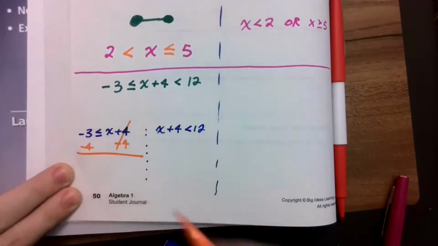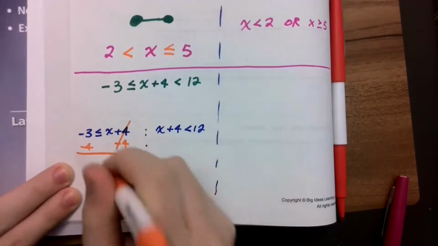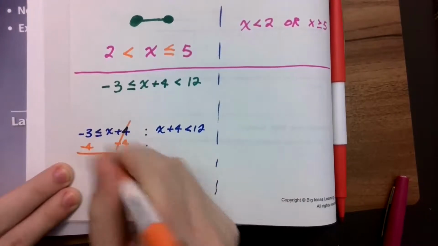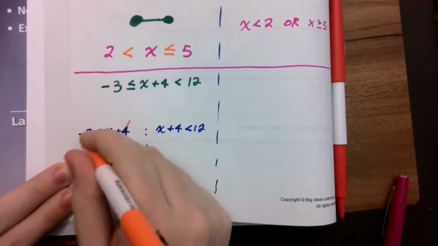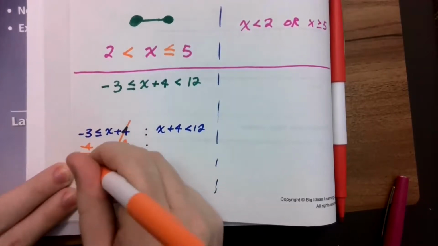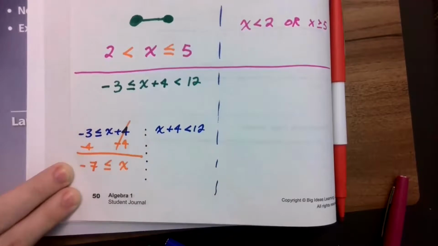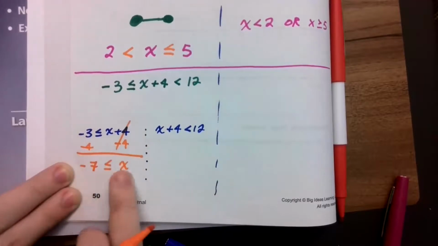That's why these will cancel out, giving us just the x. Our symbol stays the same because we didn't multiply or divide by a negative. Remember that rule? And -3 minus 4 is -7. So -7 is less than or equal to x.